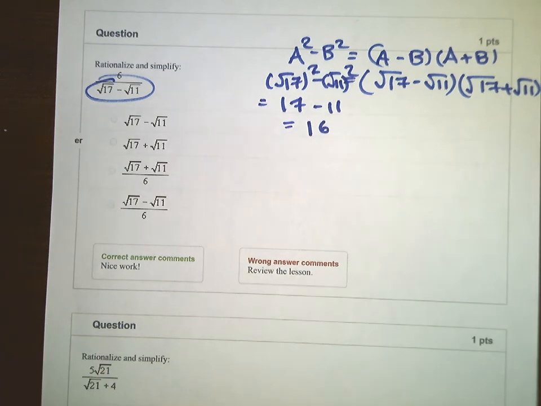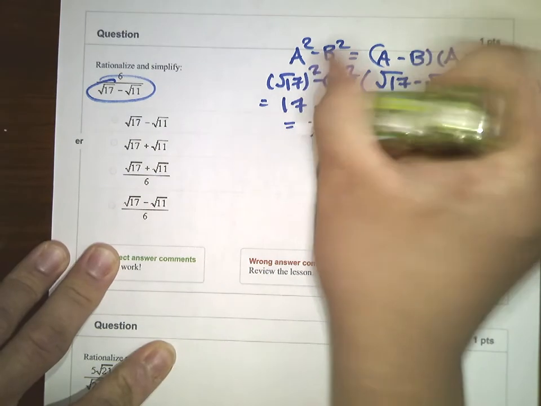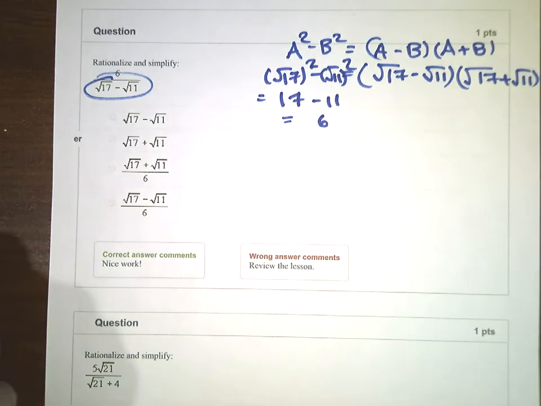All right. So what do... sorry, 6, not 16, 6. All right, there we go, 6. All right, so what do I have here?